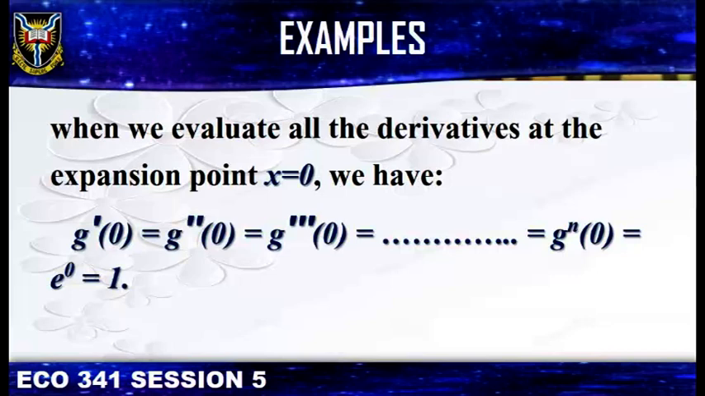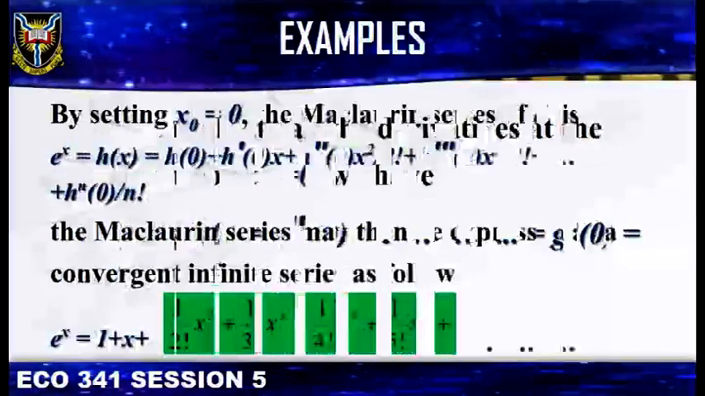We have g prime of 0 is equal to g double prime of 0 is equal to g triple prime of 0 is equal to g raised to power n of 0 is equal to e raised to power 0 is equal to 1.